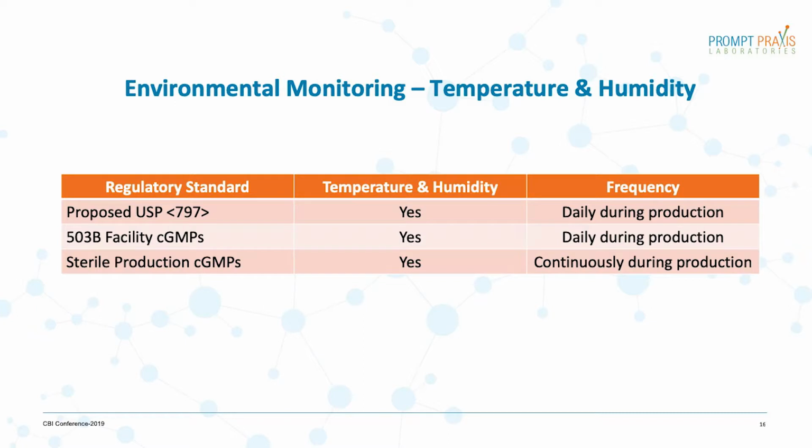Your temperature and humidity in your environment is monitored in all 3 standards, daily during production for USP and 503B, and continuously during production for your sterile core. So again, in your USP and your 503B, you take 1 temperature throughout the day and you've met the minimum requirement for the guidances, your temperature and humidity. Most facilities, you would clearly want to have an ongoing continuous monitoring system just so you ensure that you're meeting those requirements, because microbes will grow if you don't maintain low temperature and low humidity.